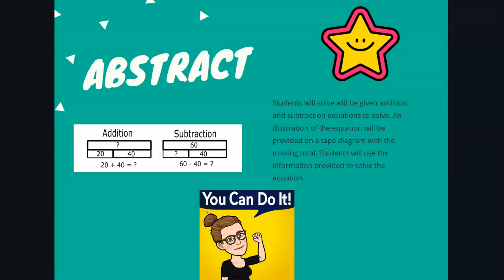An abstract activity for students to participate in would be to give students addition and subtraction equations. And then in the illustration provided, the students would fill in the tape diagram. Students will use the information provided to solve the equation. So here we have 20 plus 40, and then here's an illustration of 20 plus 40, and that's going to give you the total. So the students are going to go ahead and figure out 20 plus 40 on their own.